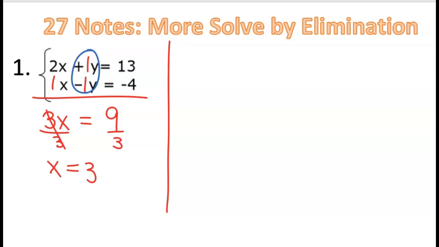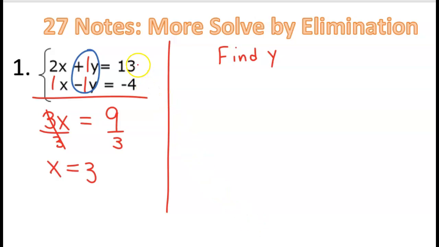I'm not finished because these are linear equations. They represent lines on the graph, and I need an intersection point. A point has an x and a y. My equations have an x and a y, so I need to find the x and the y. You go back to whichever original equation looks easier.